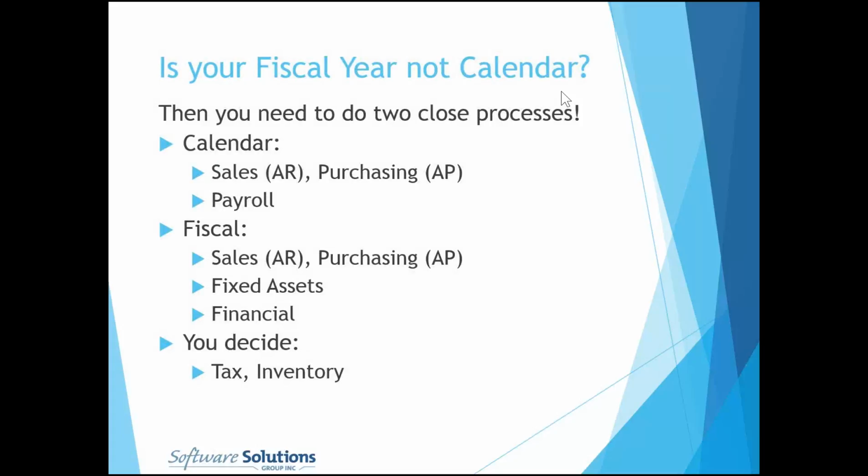All right. First of all, let's talk about if your fiscal year is not calendar. If that's the case, you actually have two close processes you'll want to do. On the calendar year, there's an option in sales and purchasing, the receivables and the payables and payroll. And then during your fiscal year, you'll want to do also sales and purchasing, fixed asset, financial. Tax and inventory is kind of up to you. It has to do with how you want those summary numbers calculated.